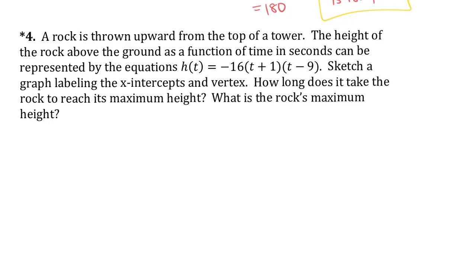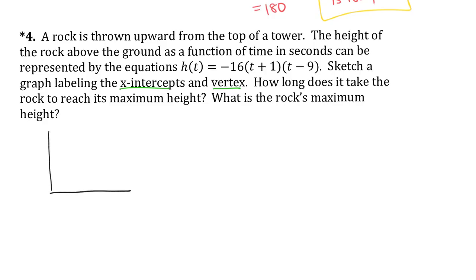Okay, a rock is thrown upward from the top of a tower. The height of the rock above the ground as a function of time in seconds can be represented by the equation h of t equals negative 16 times (t plus 1) times (t minus 9). Sketch a graph labeling the x-intercepts and the vertex. How long does it take for the rock to reach its maximum height? What is the rock's maximum height? Let's start with the graph.